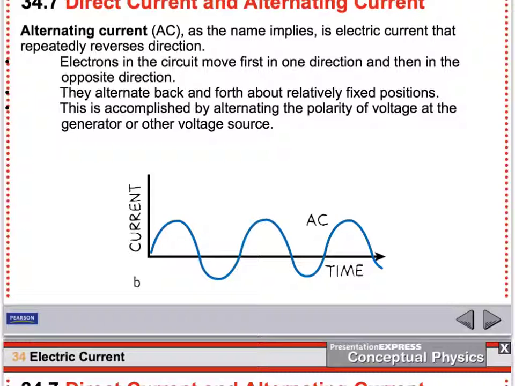So with alternating current, you're not actually gaining any electrons. It's energy that's transferred. The electrons are moving out and back, out and back, out and back, as opposed to direct current, which is where an electron does flow through a circuit.